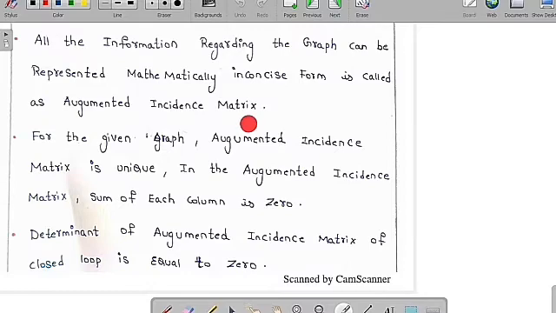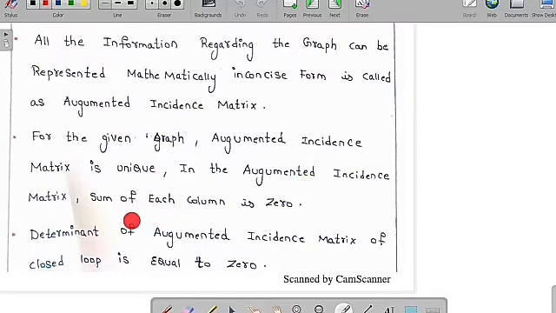So you can know the exact information of the original network from the graph with the help of this augmented incidence matrix. For a given graph, the augmented incidence matrix is unique. So if you take one graph for a given network, then the augmented incidence matrix that you are going to get is unique in nature.